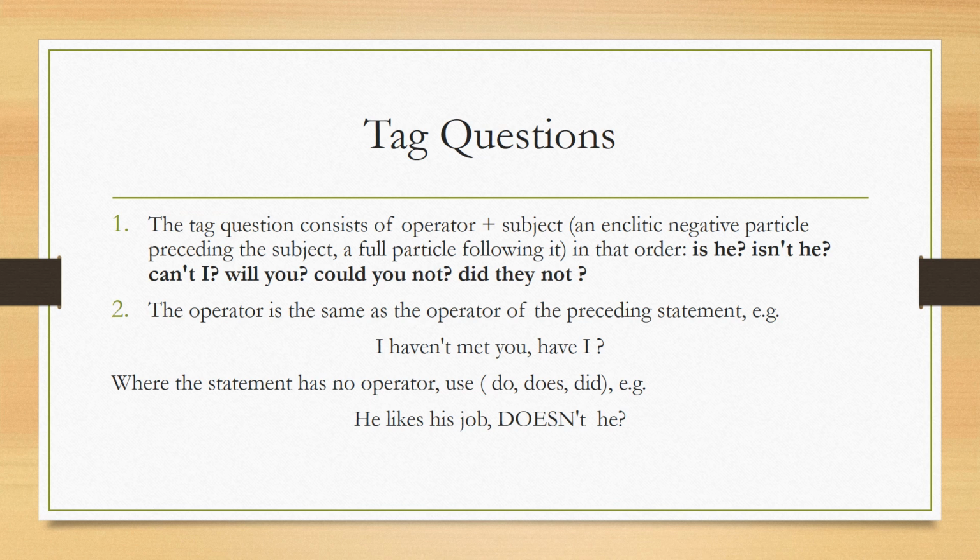Suppose that you have a sentence with the verb to be as a main verb. In this case, you can use the verb to be here to be the operator in your tag question.